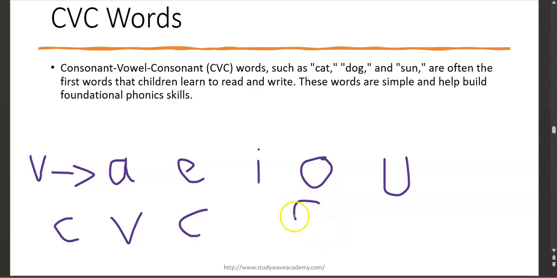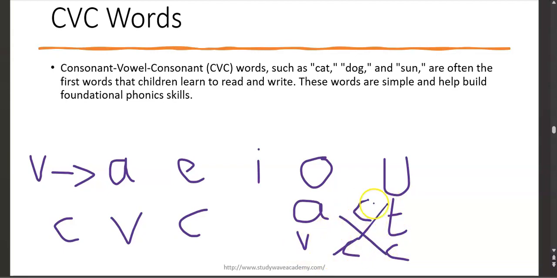If you find a word like act, look at this word, act. Is this a CVC word? No. A is a vowel, C is a consonant, and T is a consonant. This is a VCC word. So therefore, act is not part of our word here. So we don't want something like that.